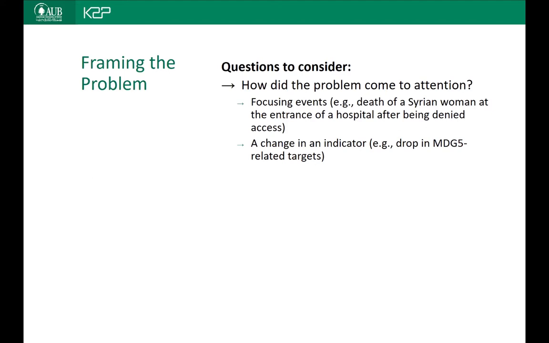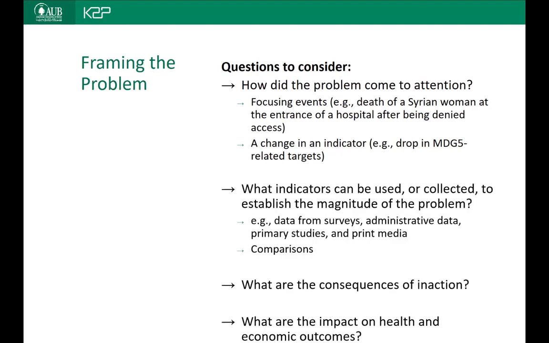So let's say suddenly you find that you have a high prevalence of mental health problems in your country, which exceeds regional prevalence. This might prompt you to take decisions and act on the issue of mental health. Another key question to consider is, what indicators can be used or collected to establish the magnitude of the problem? Policymakers love numbers. They find numbers appealing. So whenever possible, try to quantify the size of the problem. Try to use percentages. Of course, you can use surveys, administrative data, and primary studies to quantify the size of the problem.